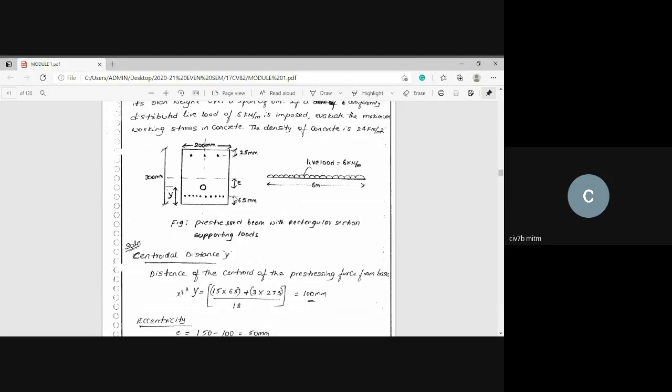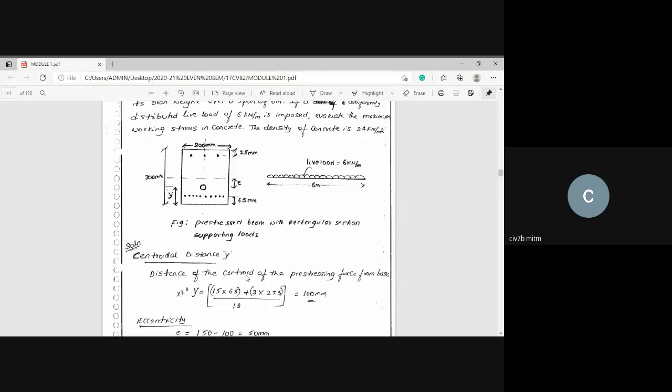Is it clear? So for this, let me calculate the centroidal distance of the wire. That means where exactly I need to induce the pre-stressing force, because if you want to calculate the eccentricity, I need to know the centroidal distance of the tendon where the pre-stressing force is induced. How to calculate that? Please write down: centroidal distance Y of the tendon. Please note down, it is not of the section. Centroidal distance Y of the tendon. So where exactly has the centroidal distance been located?